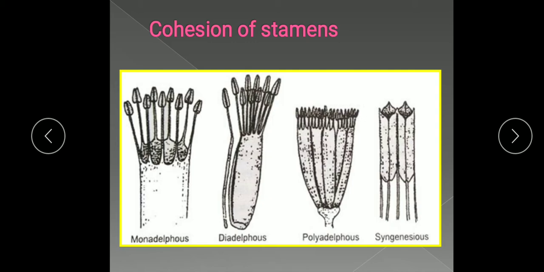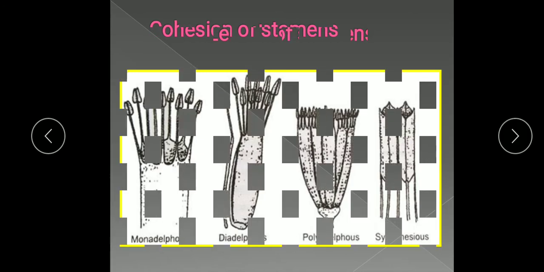And one more condition is there, that is the synandrous condition, where all the stamens are united throughout their length. Suppose these stamens are united by their filaments and also by their anthers. That condition is known as the synandrous condition, found in Cucurbita, and syngenesious we observe in the sunflower.